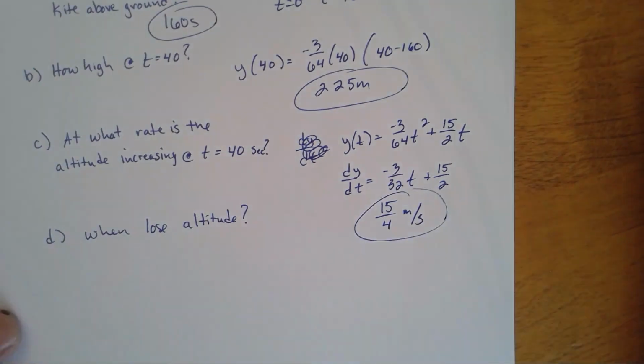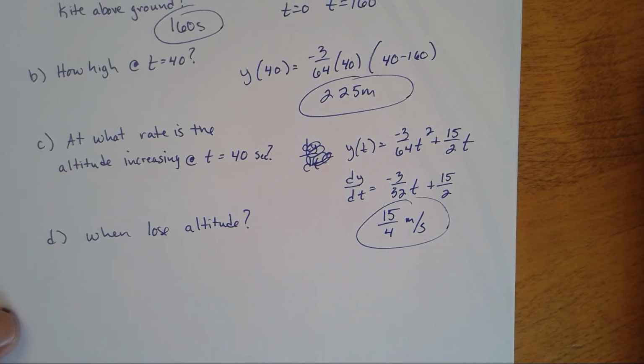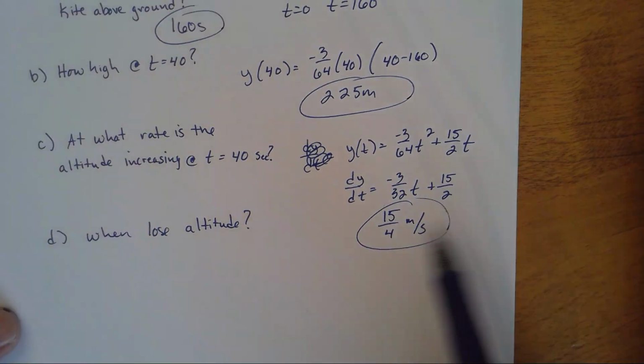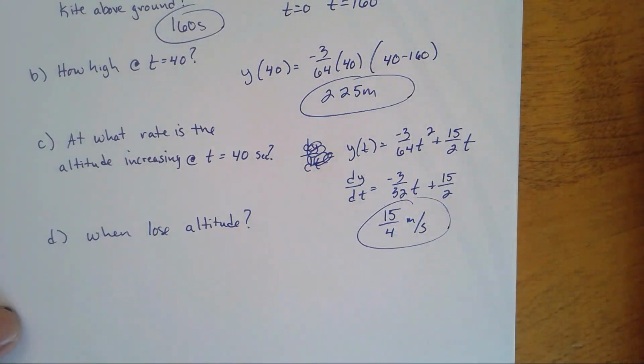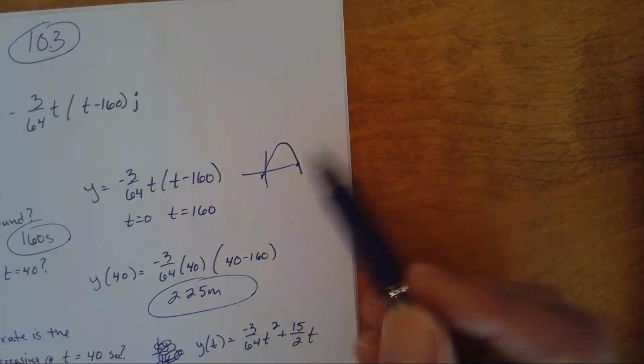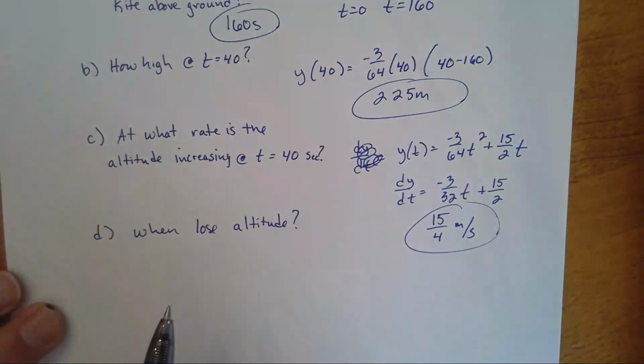That's what the rate is at 40 seconds. So you can see that it's still gaining altitude at that time because we have a positive vertical velocity. When does it lose altitude? So it loses altitude right up on top, right here. So we need to know when our vertical rate of change is 0.